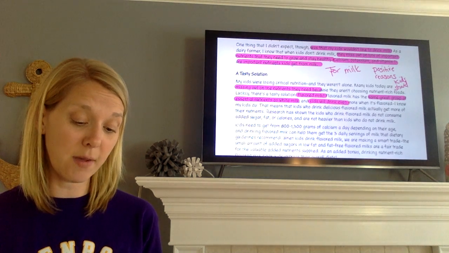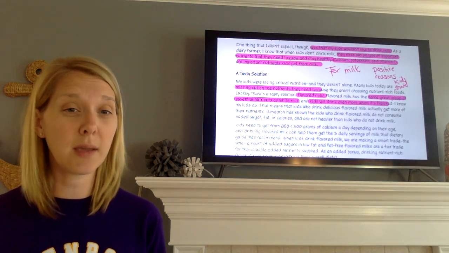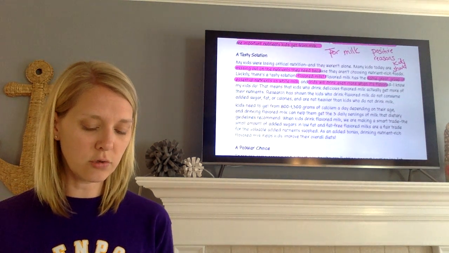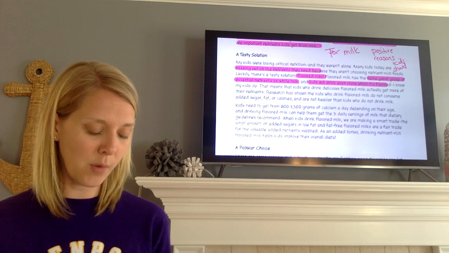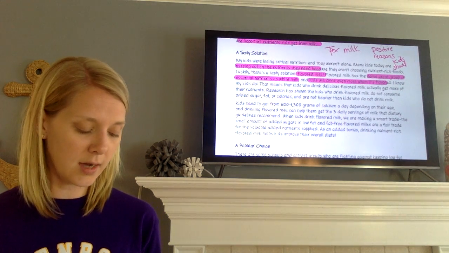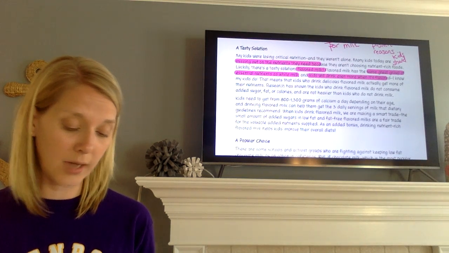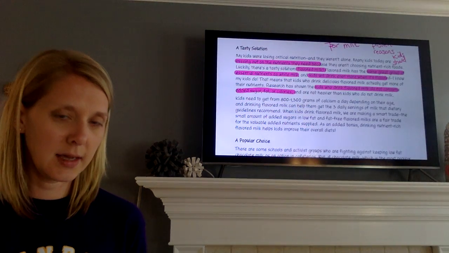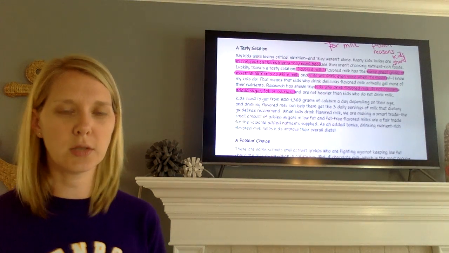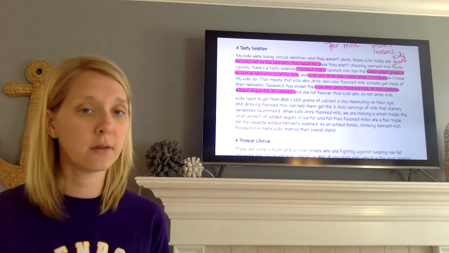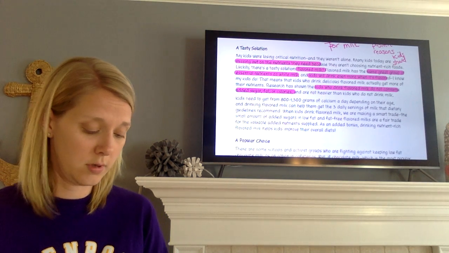And they'll drink even more when it's flavored, so that means they'll get even more nutrients. I know my kids do. That means that kids who drink delicious flavored milk actually get more of their nutrients. Research has shown that kids who drink flavored milk do not consume added sugar, fat, or calories. So that's interesting because a lot of the debate is that the chocolate milk isn't good. It's all this extra sugar and then the kids will eat more bad food. But this article is saying that's not true.